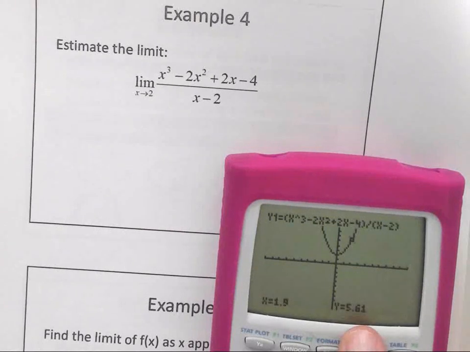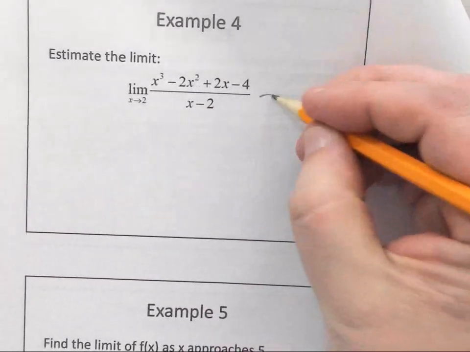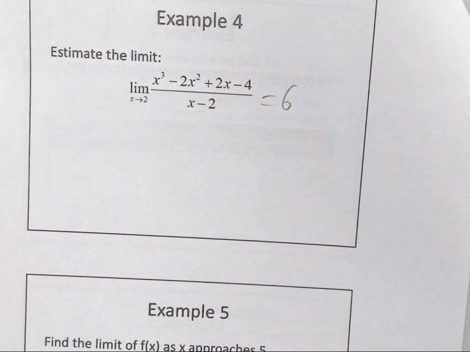1.9. 5.61. 1.99. And you can get closer and closer to it. And you can even go to the other side of it. Well, what's it appear to be approaching? 6 again. So this one again is 6. Pretty easy?